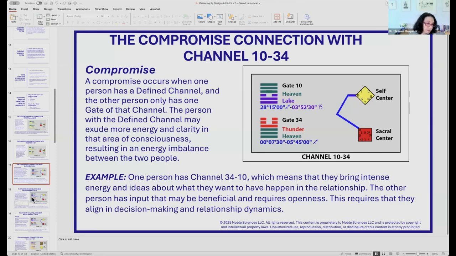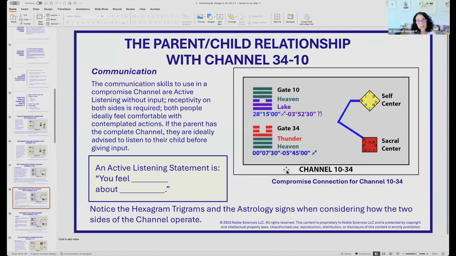So in the parent-child relationship with channel 34-10, communication skills to use in this channel would be active listening. So there needs to be receptivity on both people's parts. So if the parent has the complete channel, they need to listen to their child before giving input. Think about that. If the child has only one gate, it could be the 34, it could be the 10. But the parent has all of it.